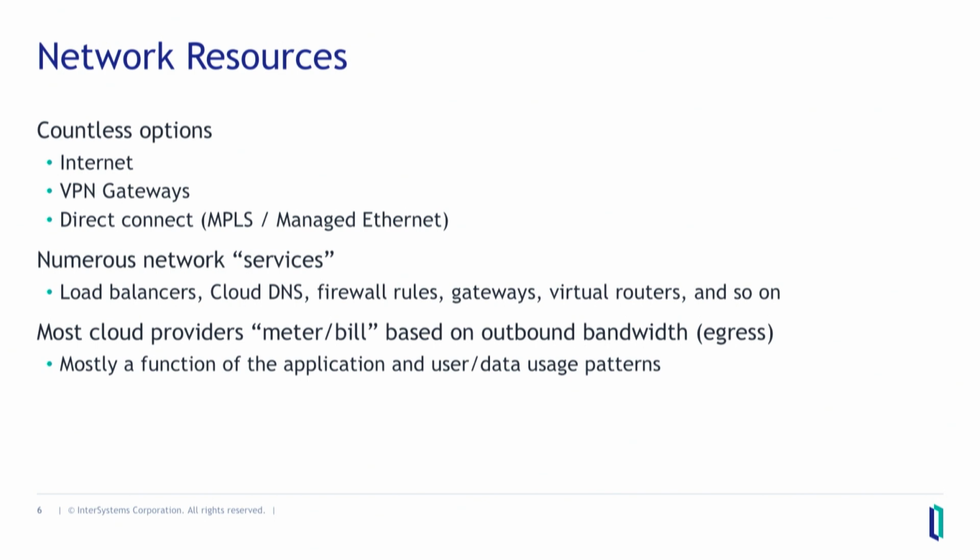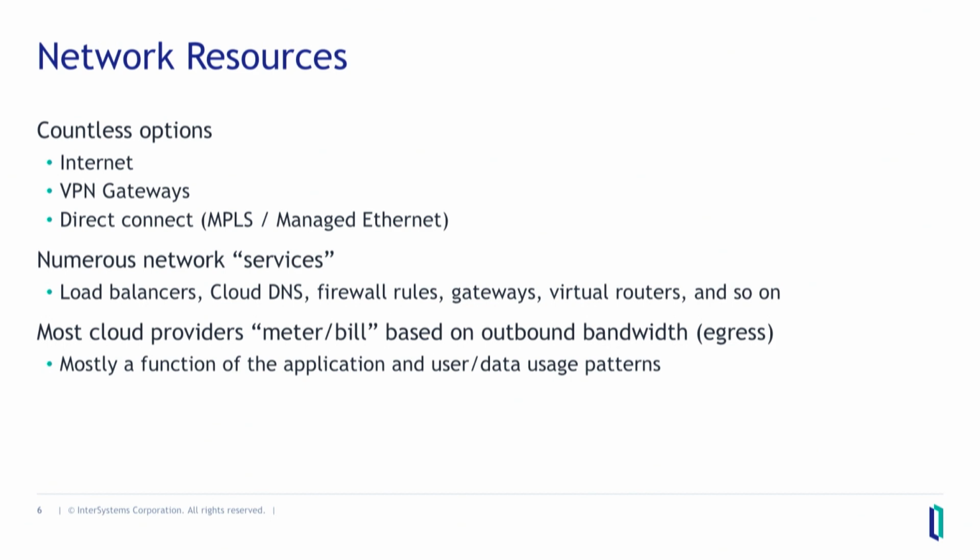And then talking about network resources. So again, there's countless options. You have your internet, your VPN gateways. You can do direct MPLS, dedicated bandwidth. Each one of these comes with a cost, especially when you get into the direct connect ones with your MPLS. Not only do you have to pay for your telecom bandwidth itself, but the cloud provider also charges you money to have that port on their switch access. So you want to be mindful.